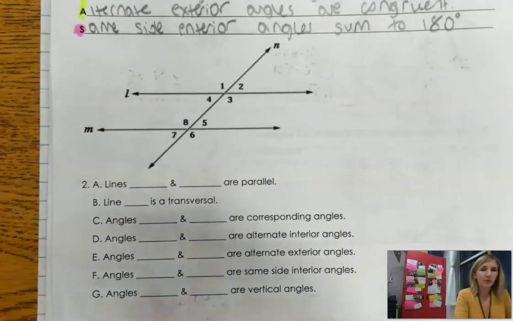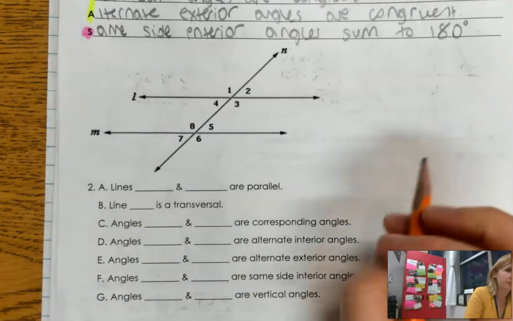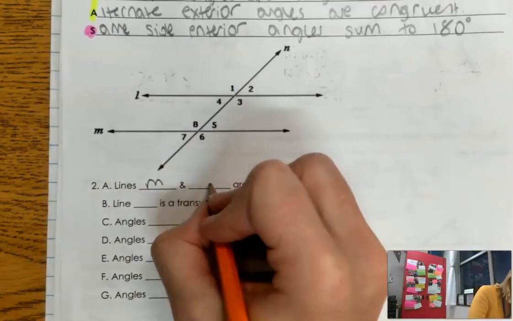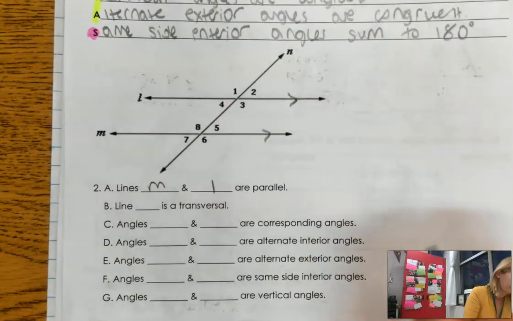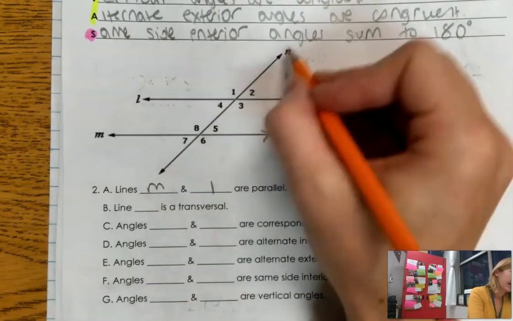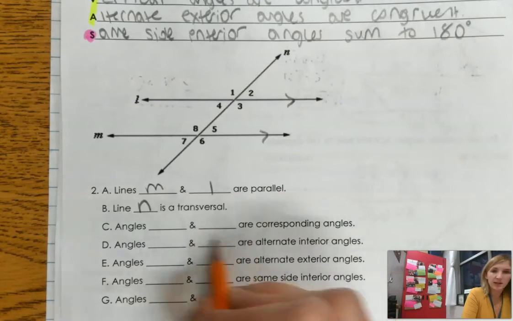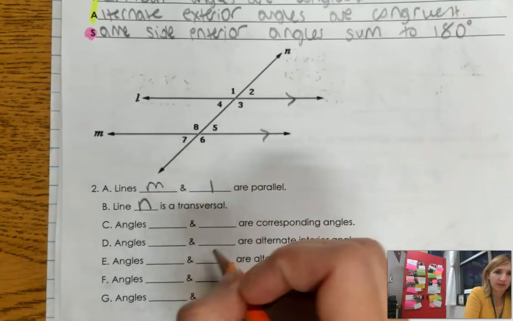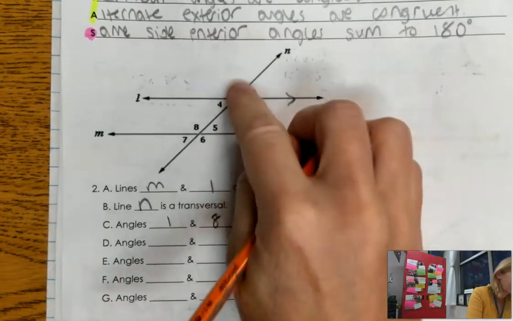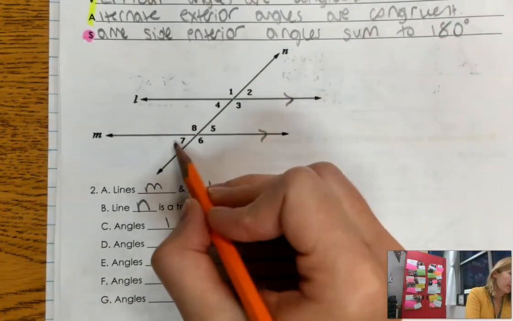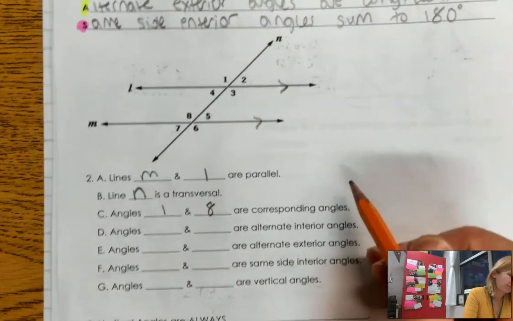All right. So let's go ahead and give some examples of all these different types of angles. First tell me, what are the two parallel lines? I hope you said lines M and L. M and L are parallel. Line N is the transversal. Give me an example of corresponding angles looking at this. I'm going to say angles 1 and 8. You could have also said 4 and 7. You could have also said 2 and 5, and you could have said 3 and 6.